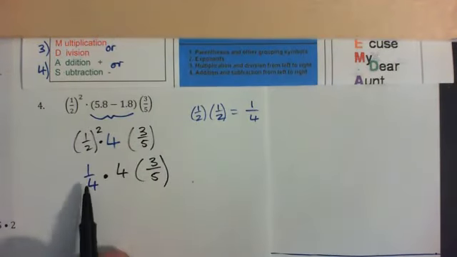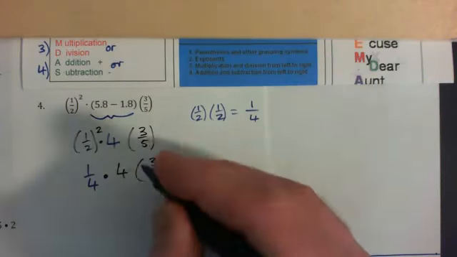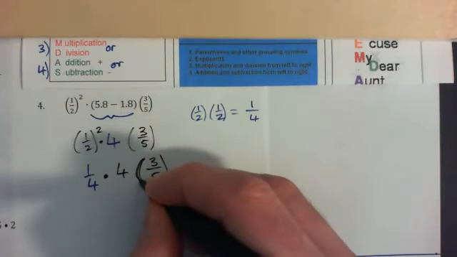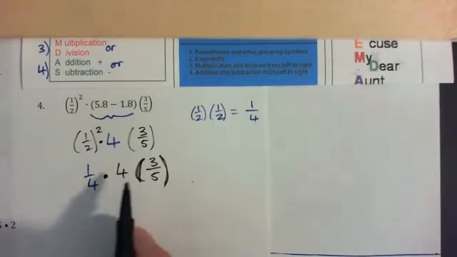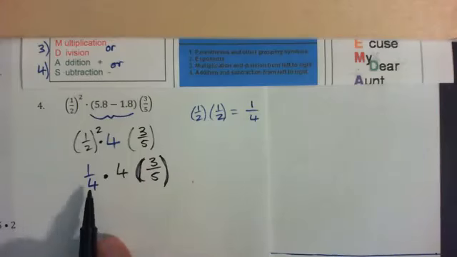What have we got? This is a multiplication dot, so that means multiply. This is a number beside a parenthesis, so that also means multiply. Okay, so we have two multiplications, so we just go from left to right. Now we've got 1/4 times 4. Can you multiply those?